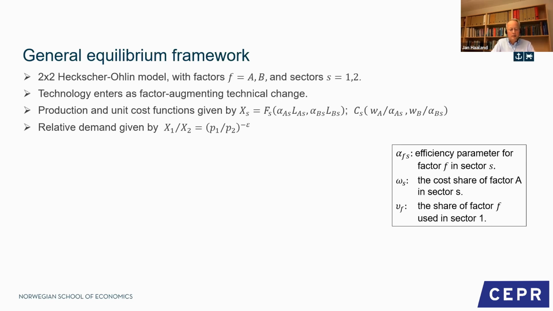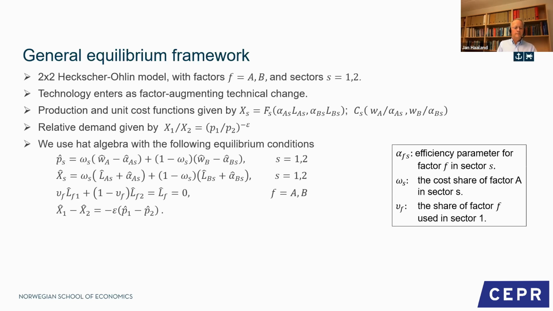So our model is a very well-known 2x2 Heckscher-Ohlin model, 2 factors A and B, 2 sectors 1 and 2. As I said, technology enters as factor augmenting technical change, and both factors in both sectors could be affected. So these alphas in the production and cost function are the efficiency parameters for factor F in sector S. So this is standard, and for relative demand, we use the simplest possible way of doing that. A representative consumer with homothetic preferences gives this relative demand function.